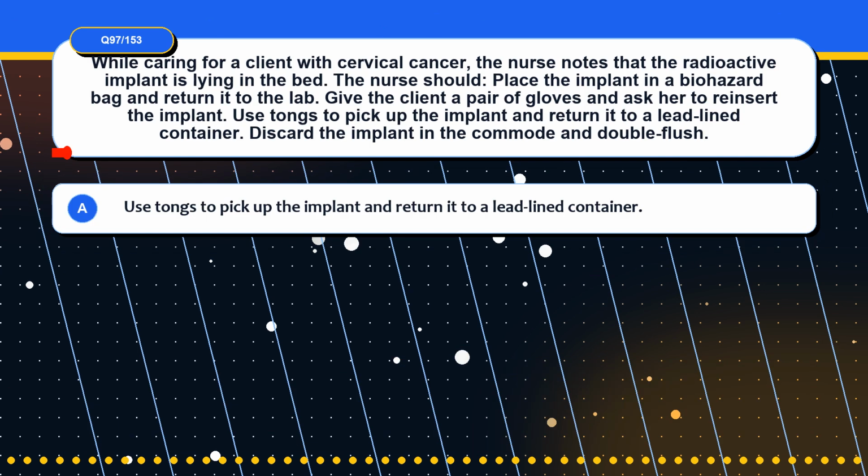Question 97. While caring for a client with cervical cancer, the nurse notes that the radioactive implant is lying in the bed. The nurse should place the implant in a biohazard bag and return it to the lab; give the client a pair of gloves and ask her to reinsert the implant; use tongs to pick up the implant and return it to a lead-lined container; discard the implant in the commode and double flush. Here are the options. Option A. Use tongs to pick up the implant and return it to a lead-lined container.